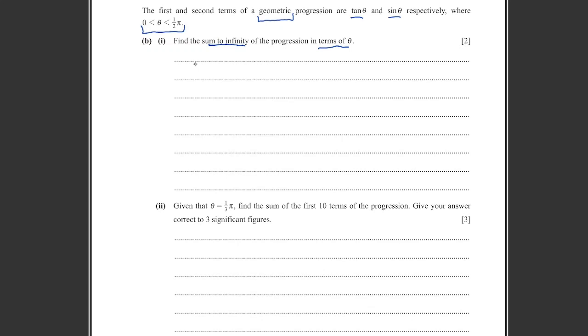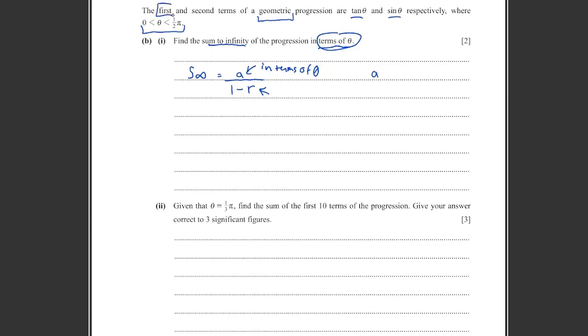One way we can do that is we know the formula that the sum to infinity is equal to the a term, which is the first term, over 1 minus r. So what we need is to find what a is, and we need to find what r is. And we need to find them in terms of theta, because that's what the question demands. So what we're going to do is find our a.